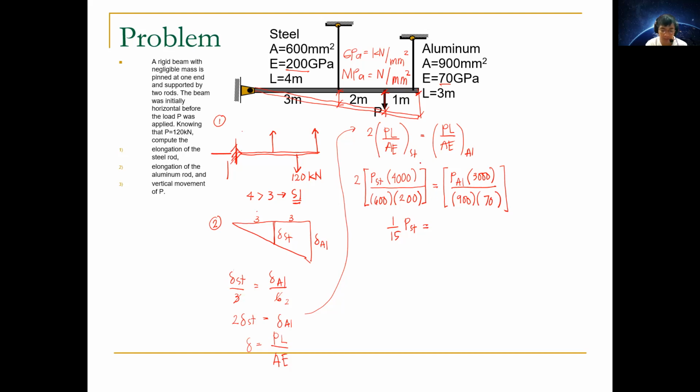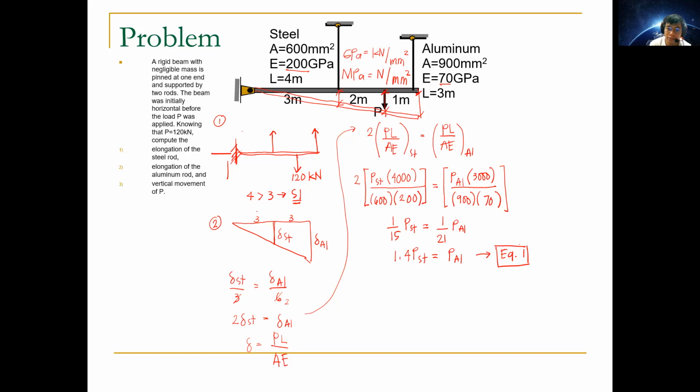And then the other one is 1 over 21 P aluminum. So you may write this in this format, or you may try to isolate the other one. So 21 over 15 meron na. If we try to simplify this one, you're going to have 1.4. The force of steel is equal to the force of aluminum. And we try to make this as our equation number 1. Ito lang i-box para ito makita.